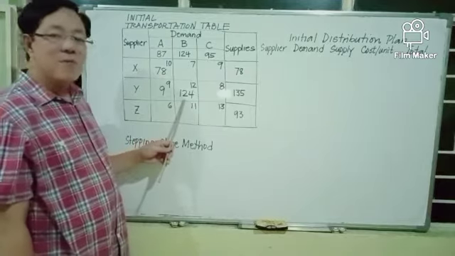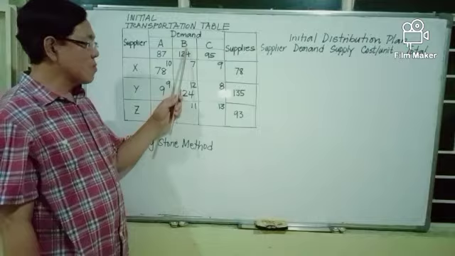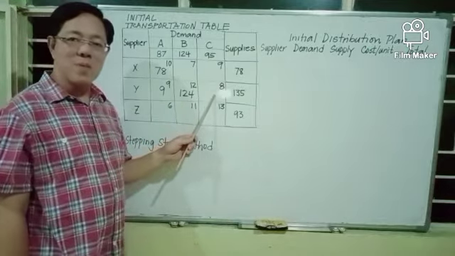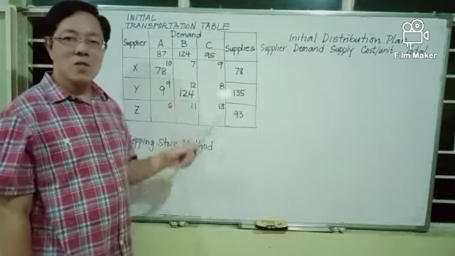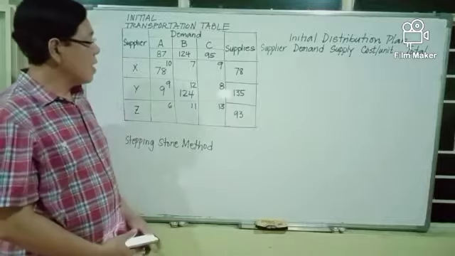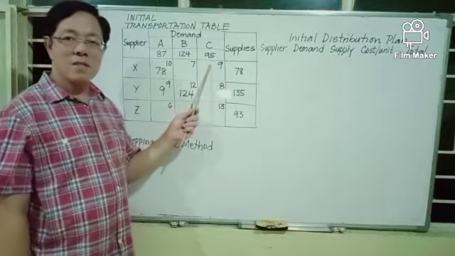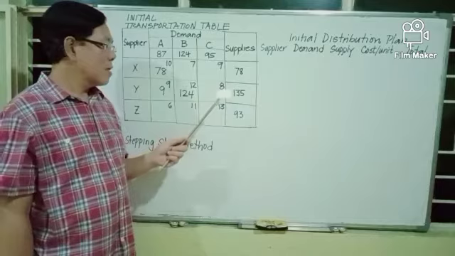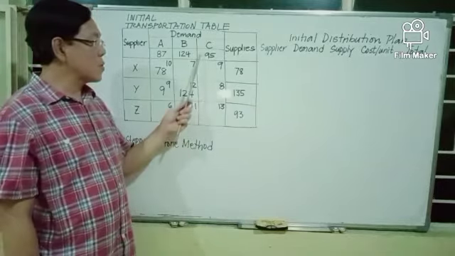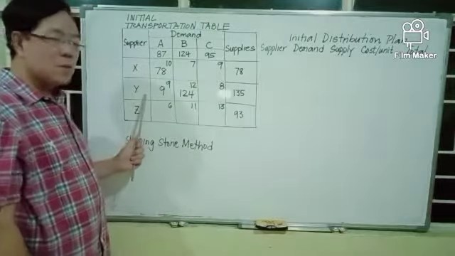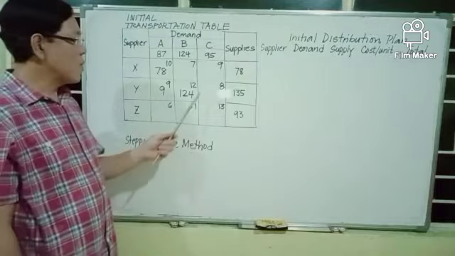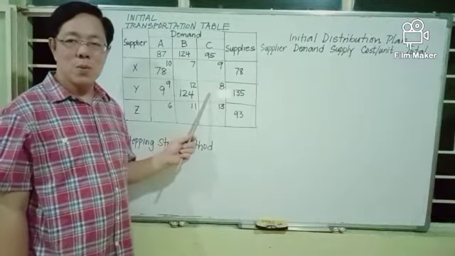And because we have fully satisfied the demand of customer B, the remaining 2 units will be given to customer C. And customer C requires 95 units. Now we will give 2 units to customer C to come from supplier Y. And we write in this cell 2.